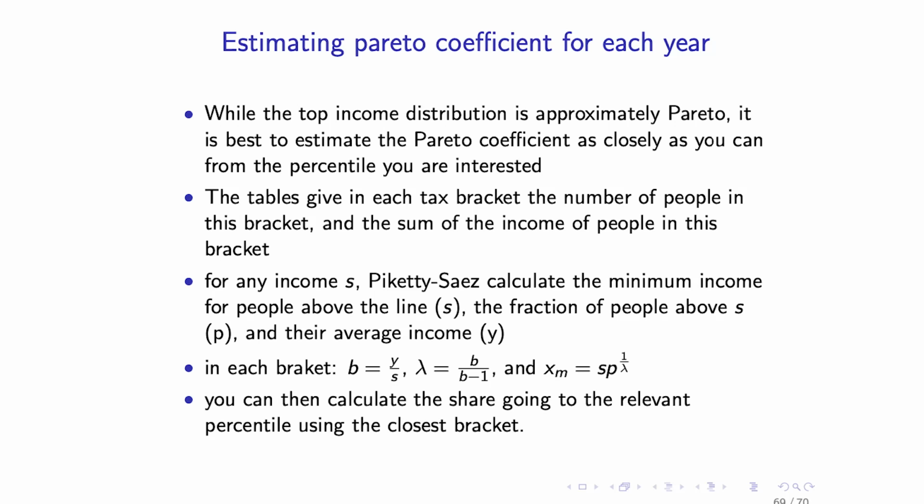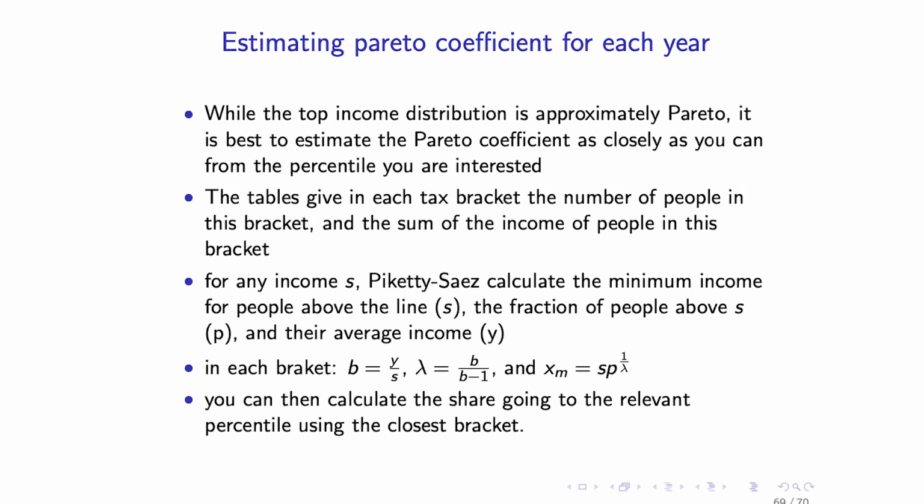So in principle, the top. It is true that the top distribution is approximately Pareto, and you can check that because you can calculate the B for various brackets. You can calculate the B above 100,000, above 200,000, above 300,000, whatever you're interested in, and you can see that the B does look approximately constant as you move up, but it's not exactly constant, so it is best to use the B that is closest to the quantile you're interested in.